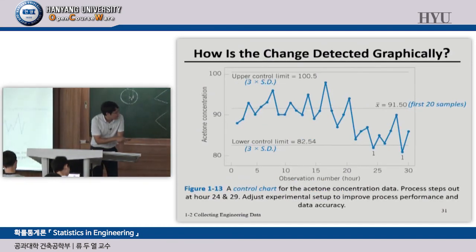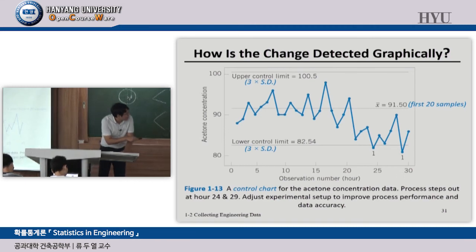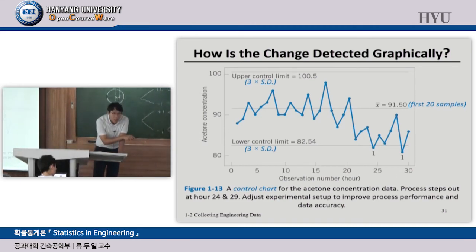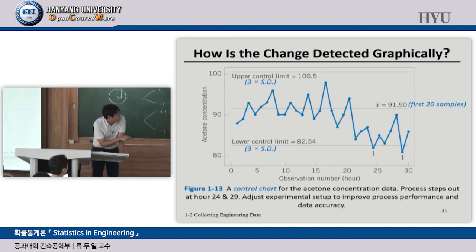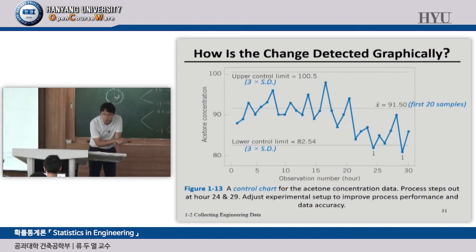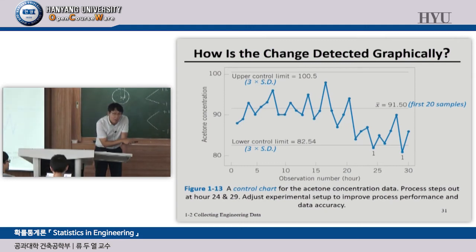So this is the typical example for the control chart. As you can see, this is the average value obtained from the numerous data points. And this is the upper control limit, and this is the lower control limit based on the variability of the previously measured numerous data points. The upper control limit is 3 multiplied by the standard deviation, and the lower control limit is 3 multiplied by the standard deviation.